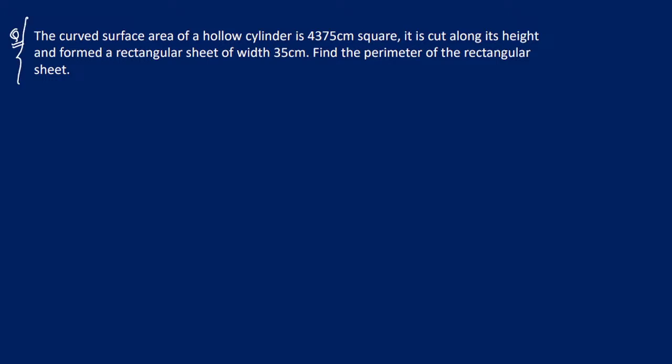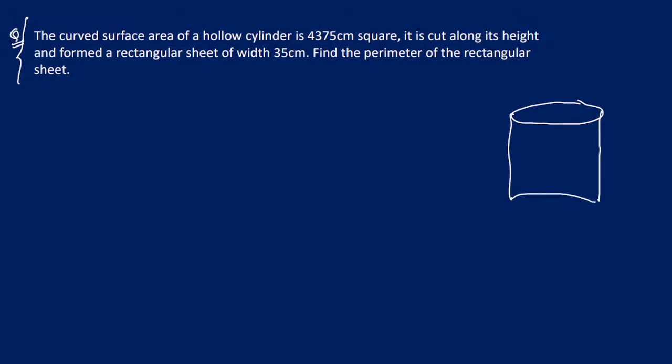The curved surface area of a hollow cylinder is 4375 centimeters square, and it is cut along its height and formed into a rectangular sheet of width 35 centimeter. Find the perimeter of the sheet. Correct. So let me draw a hollow cylinder. Suppose, student, this is a hollow cylinder.